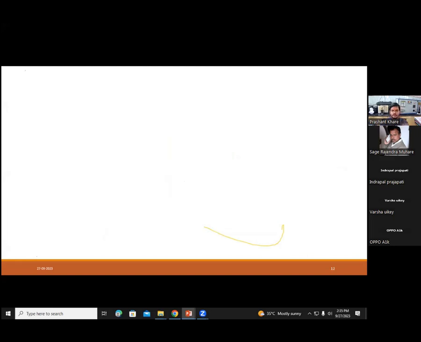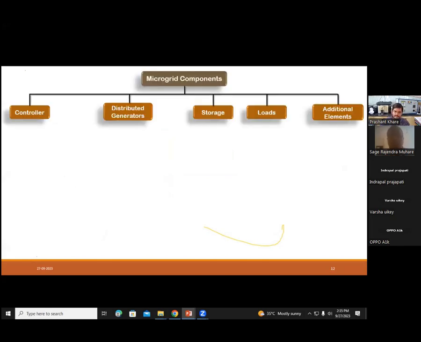Okay. So now, what are the components of a microgrid? A microgrid has a controller, which I told you is the most important thing of a microgrid. Then the distributed generator DG, and distributed energy resources DERs are the same thing. Then the storage device, the load, and some additional elements. So we will see them one by one.